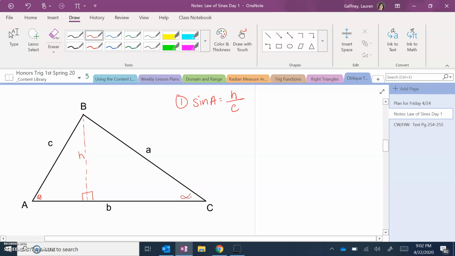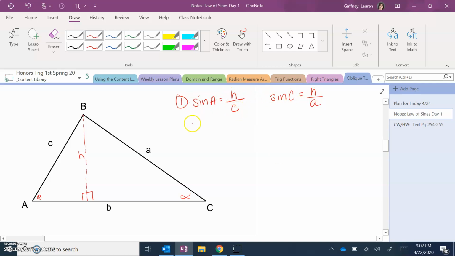Okay, so I'm looking at this angle down here. I'm going to say sine of C is equal, now in this one, to opposite, so the H, over hypotenuse A in this right triangle. Okay, so what I'm going to do here is solve each of these separate equations for H.